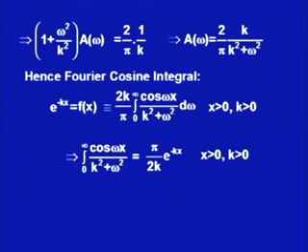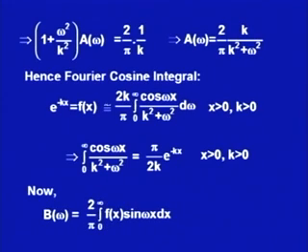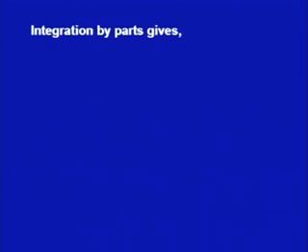So, now let us move to the Fourier sine integral. For this we require B(omega). What is the formula for B(omega)? 2 upon pi integral 0 to infinity f(x) sin omega x dx. Now, my f(x) is e to the power minus kx. So, we have 2 upon pi integral 0 to infinity e to the power minus kx sin omega x dx. Let us evaluate this integral by parts.